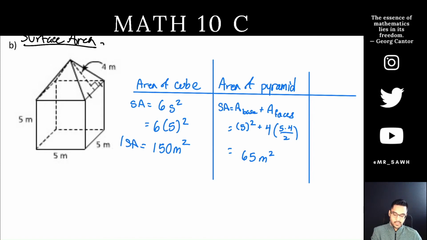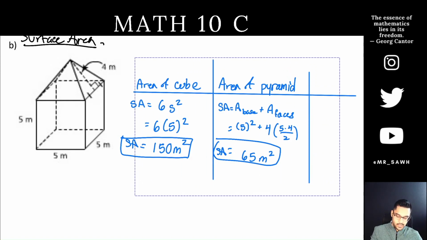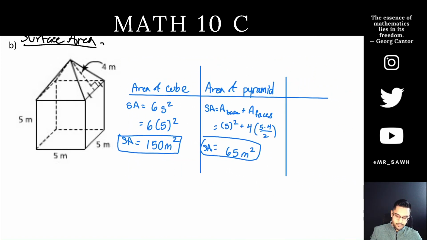Okay, so I know the surface area of the cube is 150, surface area of the pyramid 65. But now we got to talk about the areas that we need to subtract, because we said that there's going to be some that overlap, so we're going to need to deal with those. So the areas that are not exposed, okay, the ones that are covered, the ones that aren't actually there.